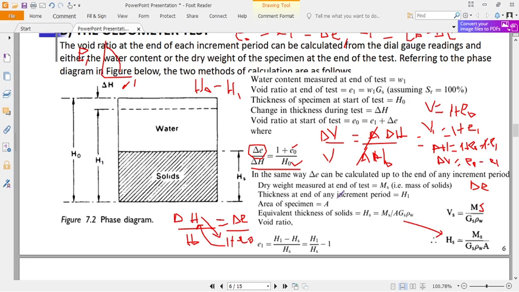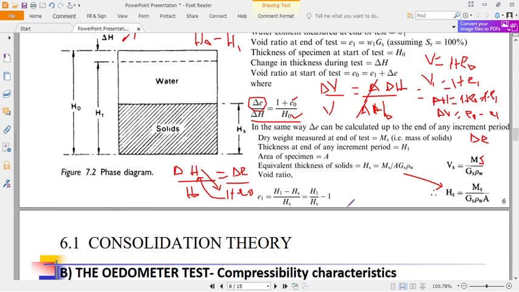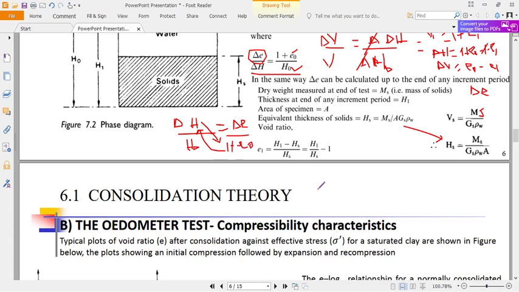H1 is very easy. You remember we said that from this experiment, what is void ratio? Void ratio is equal to volume of voids divided by volume of solids. But what is volume of voids? Volume of voids is equal to total volume minus volume of solids, divided by volume of solids. So what is volume?